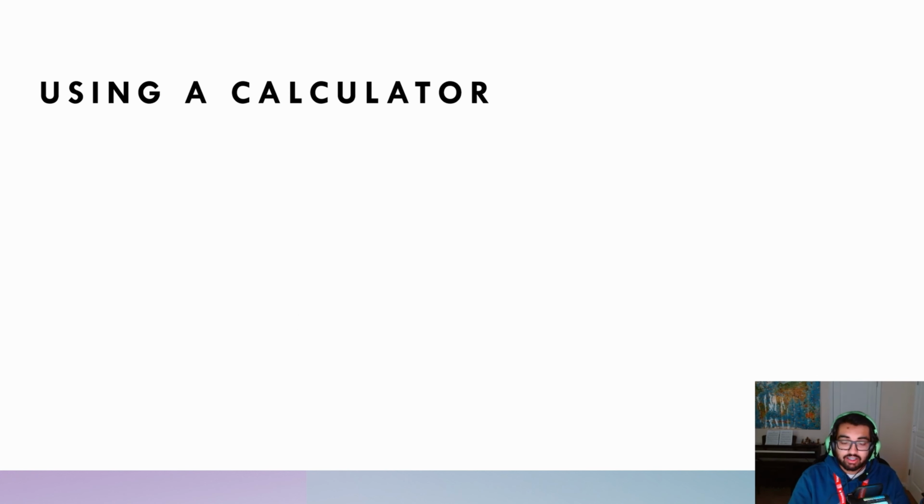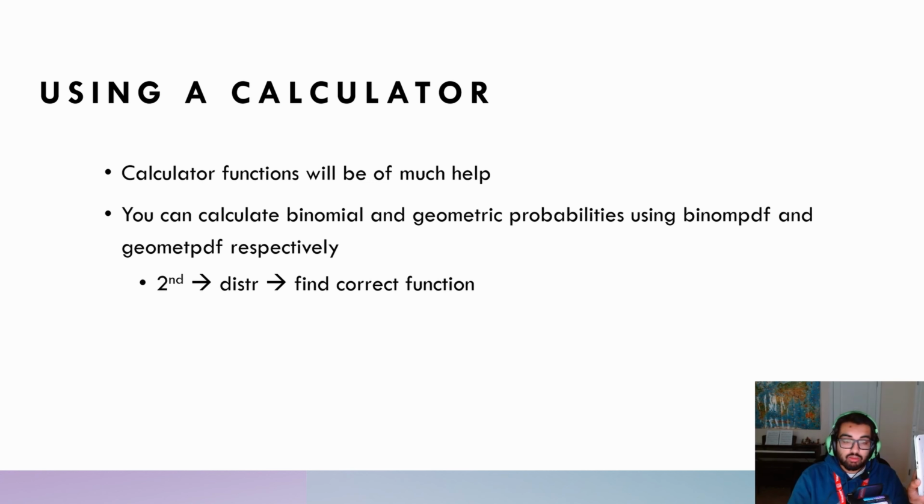Now, some of these calculations will be a bit of a hassle to do by hand. You won't want to be writing n choose x all the time. So you can use the calculator to give you a bit of a hand. I will be using the TI-84 Plus CE. If you go to 2nd and distribution, you can find the correct function to do binomial PDF or geometric PDF respectively. PDF just means probability distribution function, so you can find the probability of a specific event occurring just by filling out the parameters and hitting enter.